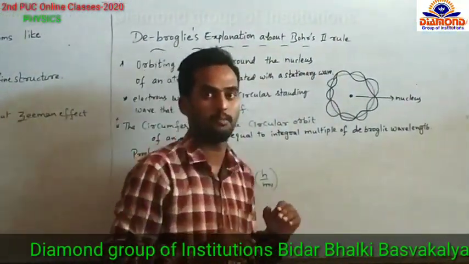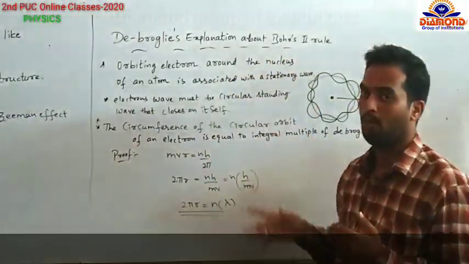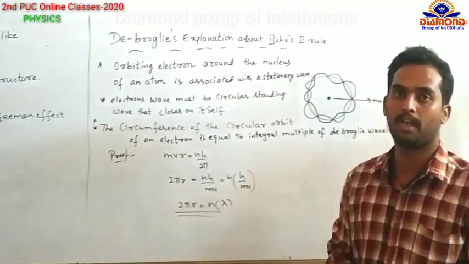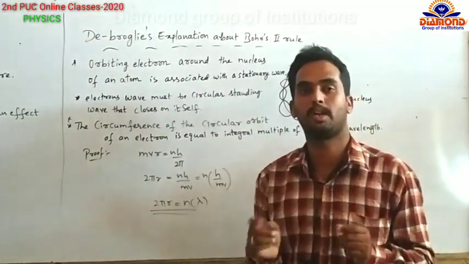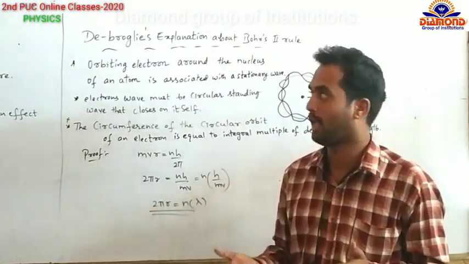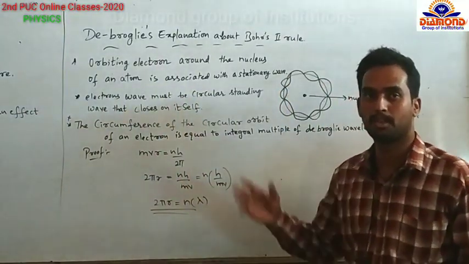Bohr's rule. So Bohr's postulate, that is Bohr's second rule. What does Bohr's second rule say? The angular momentum of an electron must be equal to an integral multiple of h by 2 pi. That is mvr equal to nh by 2 pi. After 10 years, de Broglie gave an explanation of Bohr's second postulate.